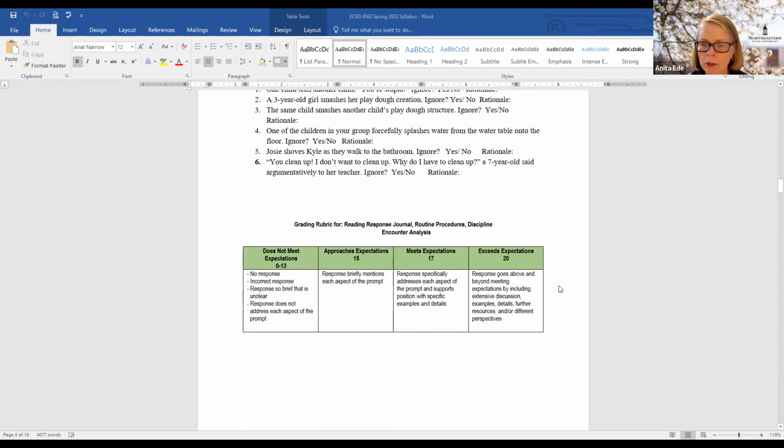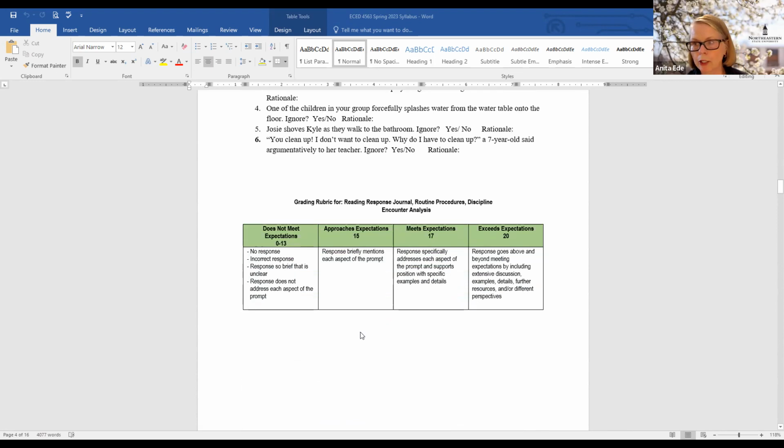Please note that here is the rubric that I'm using to grade your reading journal. Your responses have to specifically address each aspect of the prompt and support your position with specific examples and details. And in order to get the exceeds, the full 20 points, you're going to go above and beyond doing that by having extra examples and details, further resources, different perspectives. You're going to go over and above. And that's the difference between meets and exceeds.